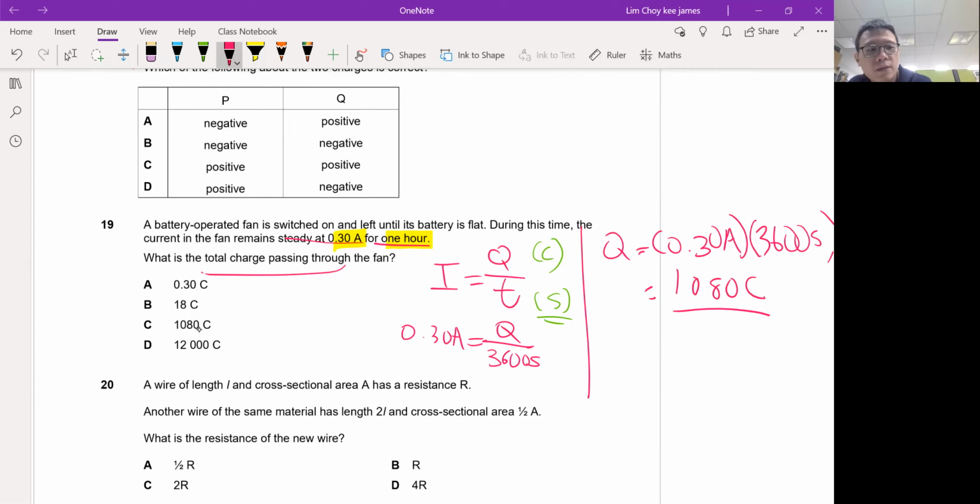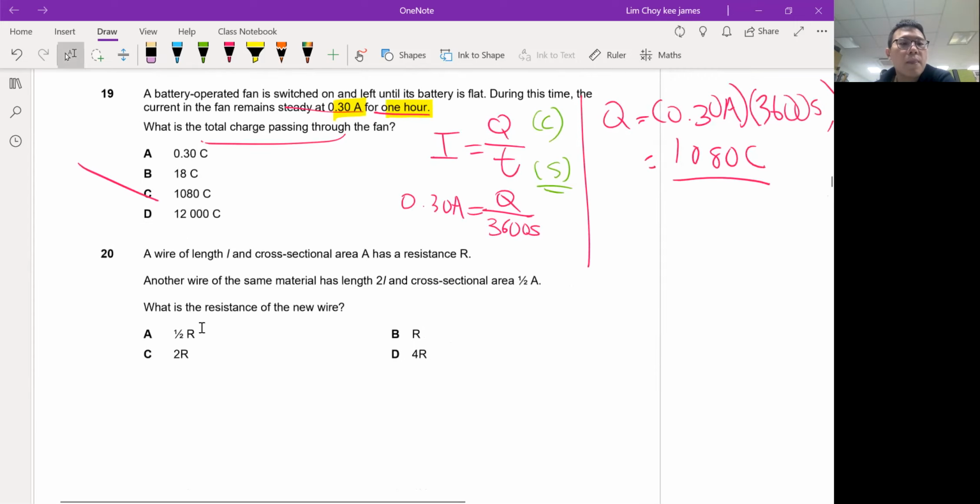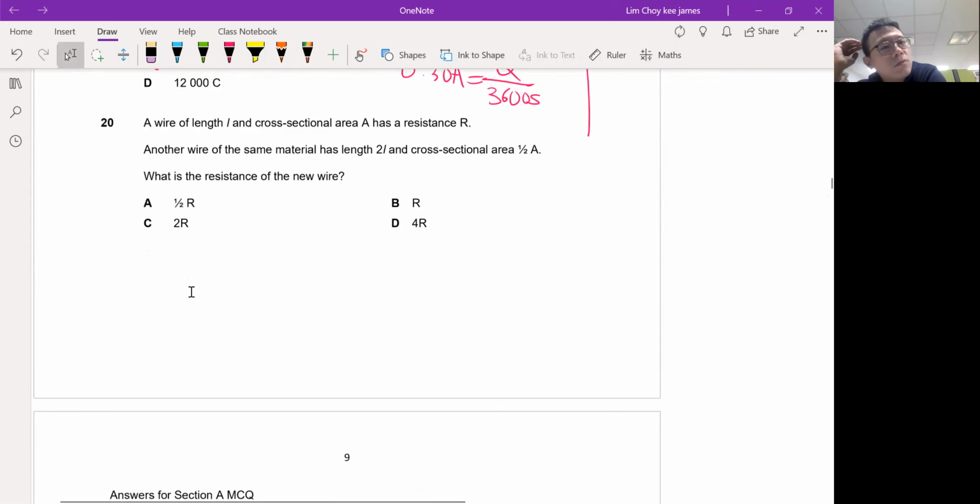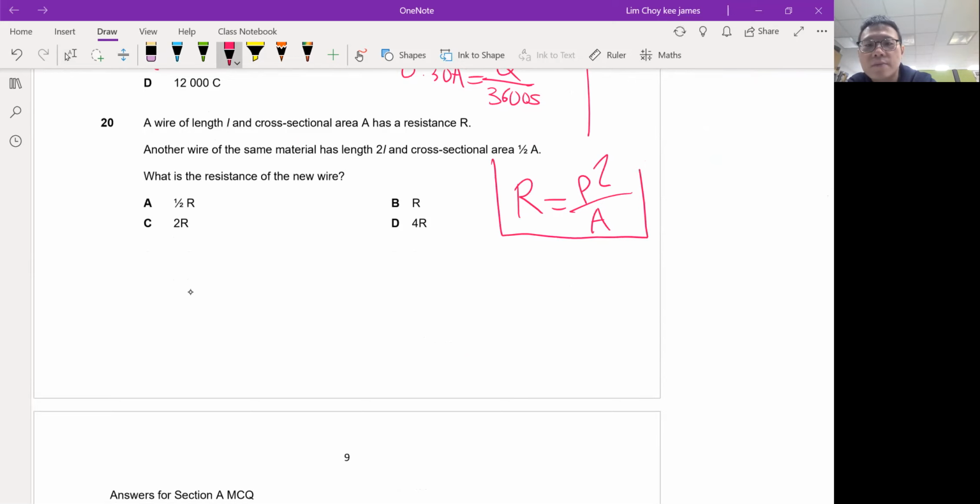Okay, so that will be the answer for C. Take note of the SI unit when you use this formula. Question 2 is the resistance formula. Remember, for the resistance formula, same as current, I equals Q over t. Resistance has a formula: R equals rho L over A, the resistivity, the type of cable, the length, and the cross-sectional area.